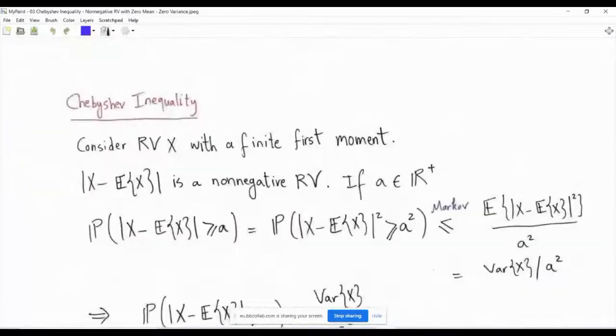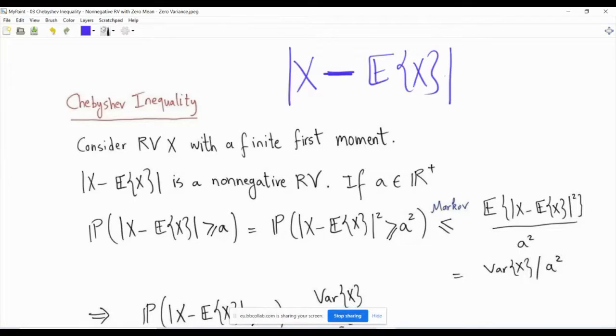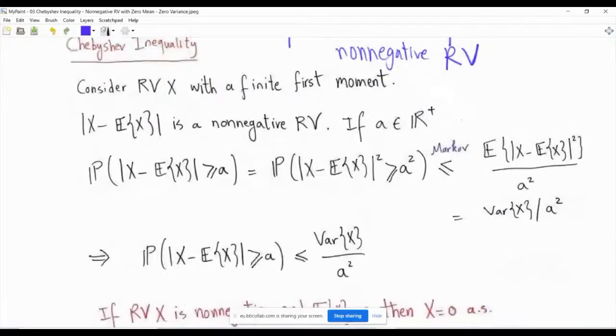Another manipulation of the Markov inequality will give us the Chebyshev inequality. Suppose that we again have a finite first moment, but now our random variable does not have to be non-negative. The first moment is some finite real number, and X, again, does not have to be non-negative. Then you subtract, no problem. Then you take the absolute value. So this thing here will be a non-negative random variable.